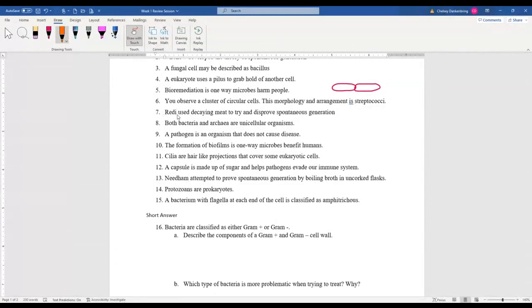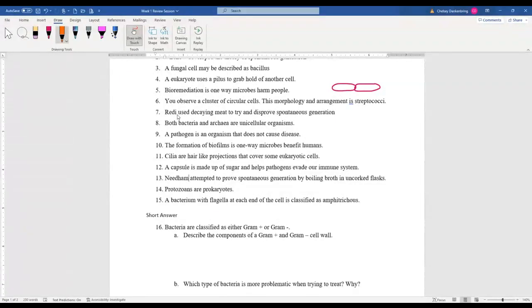Okay, number 7. Reddy used decaying meat to try and disprove spontaneous generation. True or false? And at this point, just go ahead and type it in. Don't be shy.